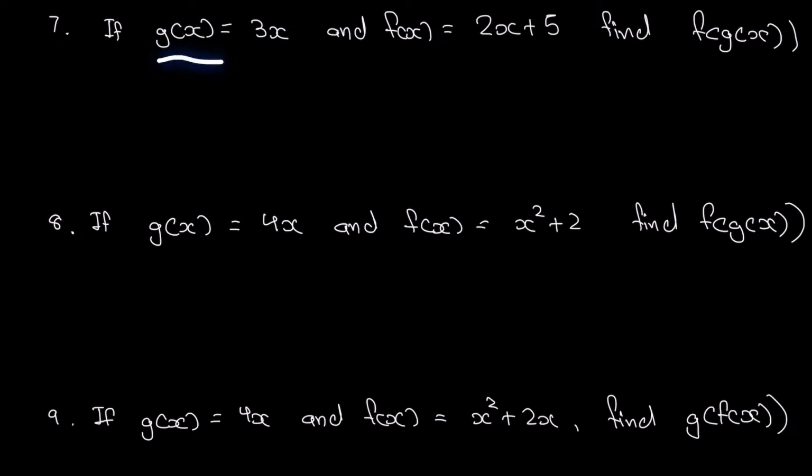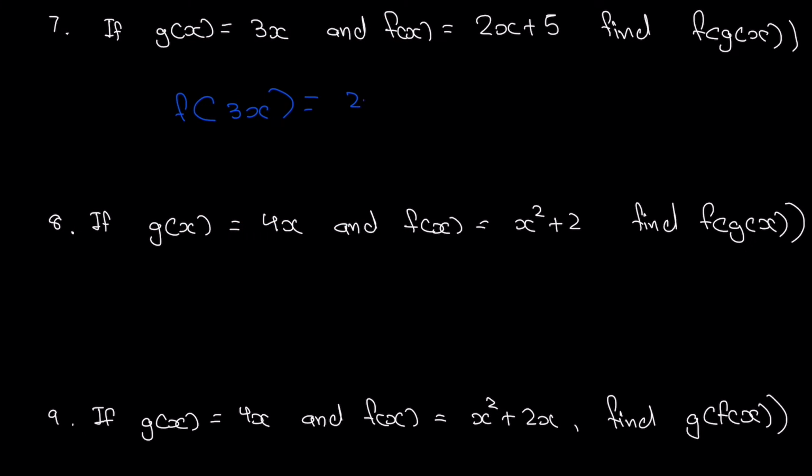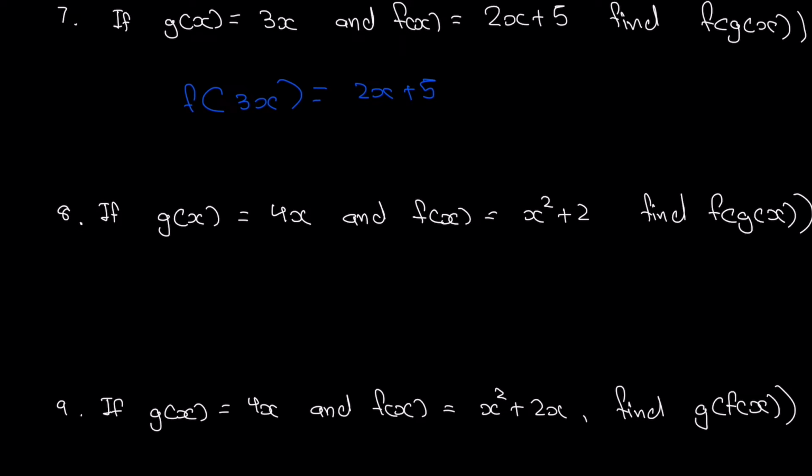Question number 7. We have g of x is equal to 3x and f of x is equal to 2x plus 5. We want to find f of g of x. So f on the outside, and we put g inside, 3x. And then we equate it to 2x plus 5, our initial f of x value. When we substitute this in, we get 2 multiplied by 3x plus 5, and this just equals 6x plus 5.